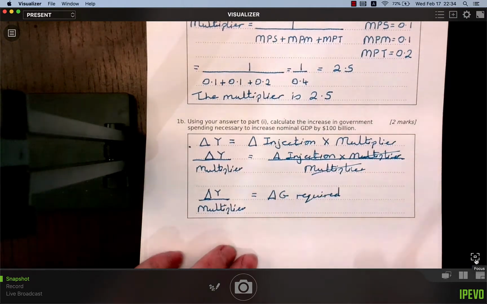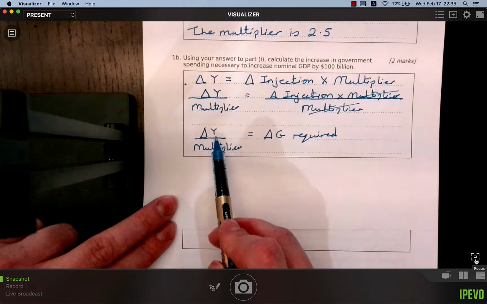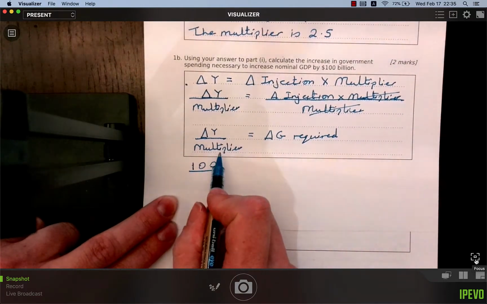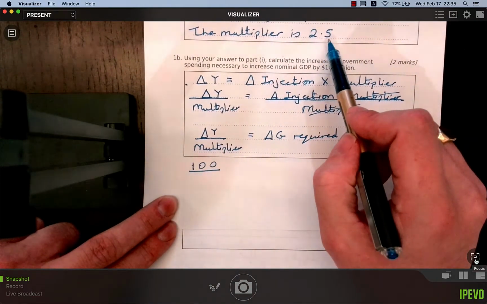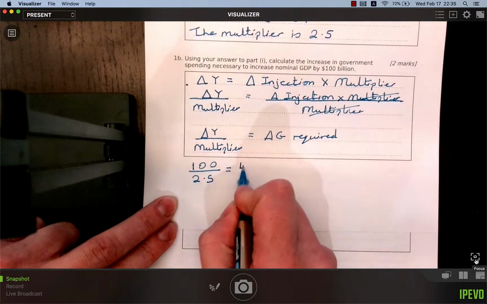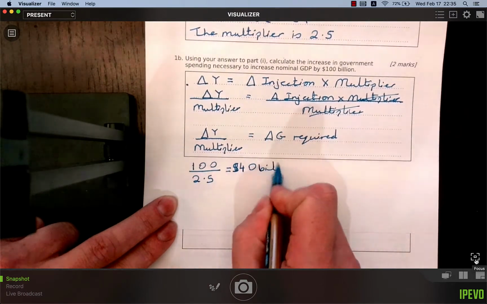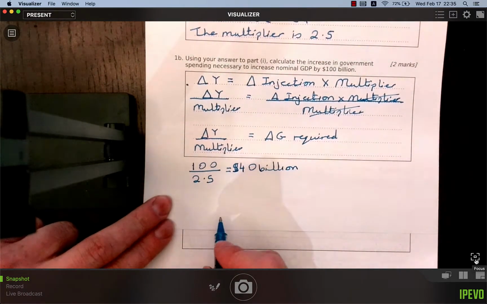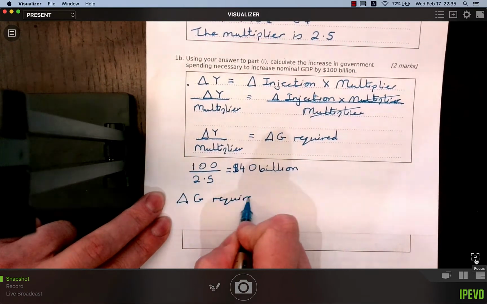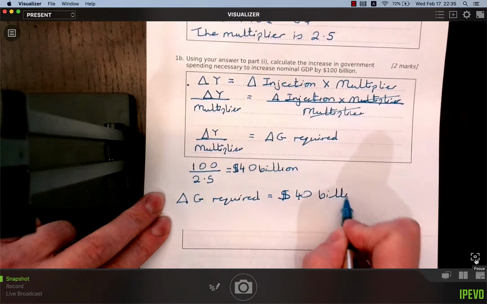I'm going to do all my work on the bottom here, but that's okay. They want national income to increase by 100. We divide that by the multiplier, which we've already worked out, 2.5. 100 divided by 2.5 equals 40. The answer is 40 billion. So the change in government spending required equals $40 billion. The multiplier will do the rest.